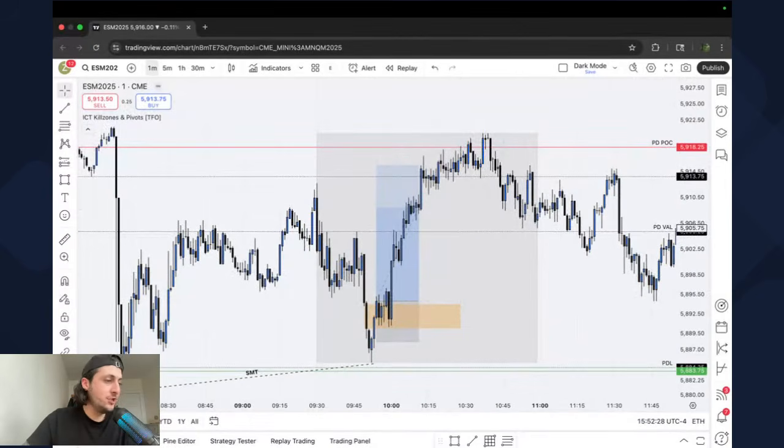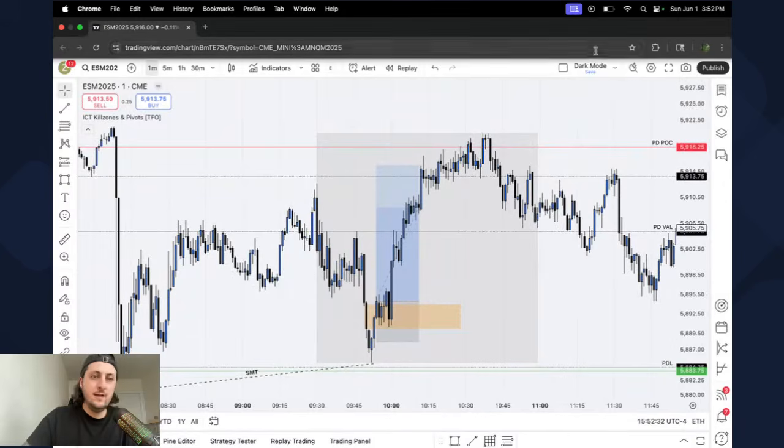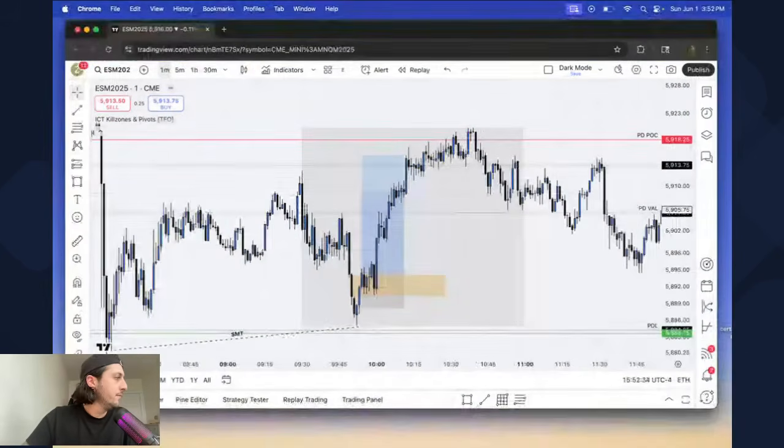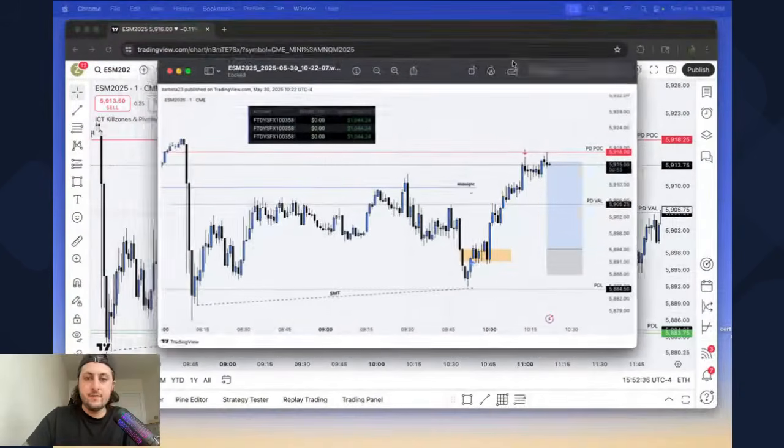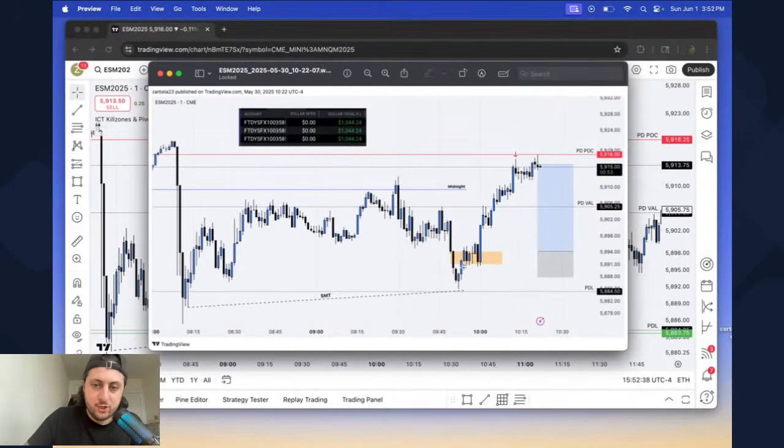Again, I'll pull that screenshot up one more time of the executions. Right there. So there's my entry on the closure of that 1 minute fair value gap. Little bit of consolidation and then move up. Again, I front ran my target just a little bit just to be safe. Again, I got over 3R on this trade, and it actually was my first trade of the morning. So it kind of worked out perfectly.